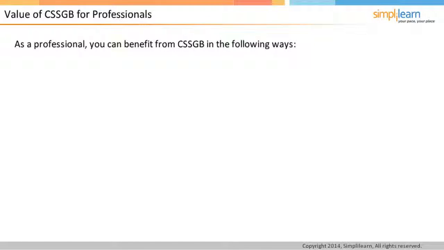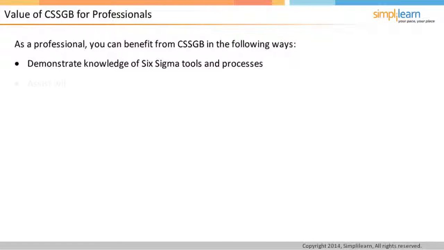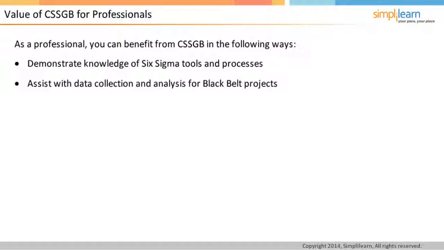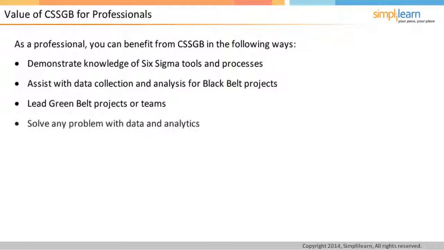As a professional, you can benefit from CSSGB in the following ways. Demonstrate knowledge of Six Sigma tools and processes. Assist with data collection and analysis for Black Belt projects. Lead Green Belt projects or teams. Solve any problem with data and analytics. Help in identifying the gaps in a process and fix them. Let us understand the value of CSSGB for organizations in the following screen.